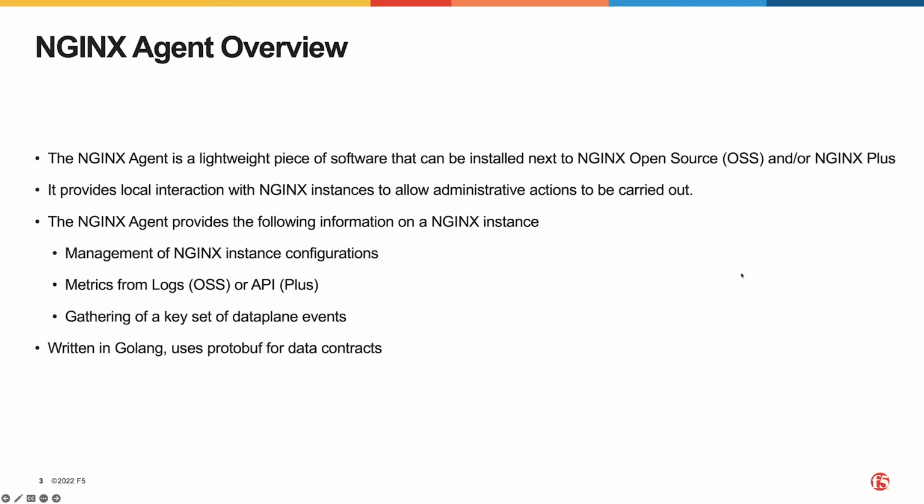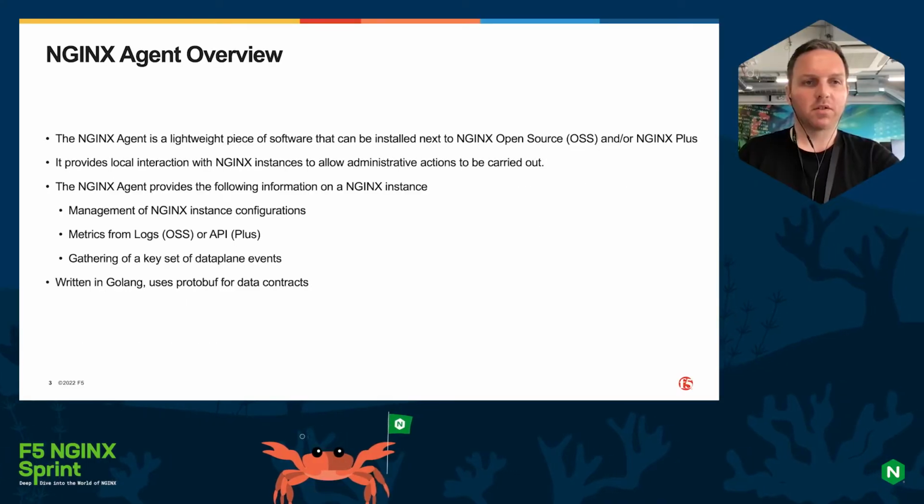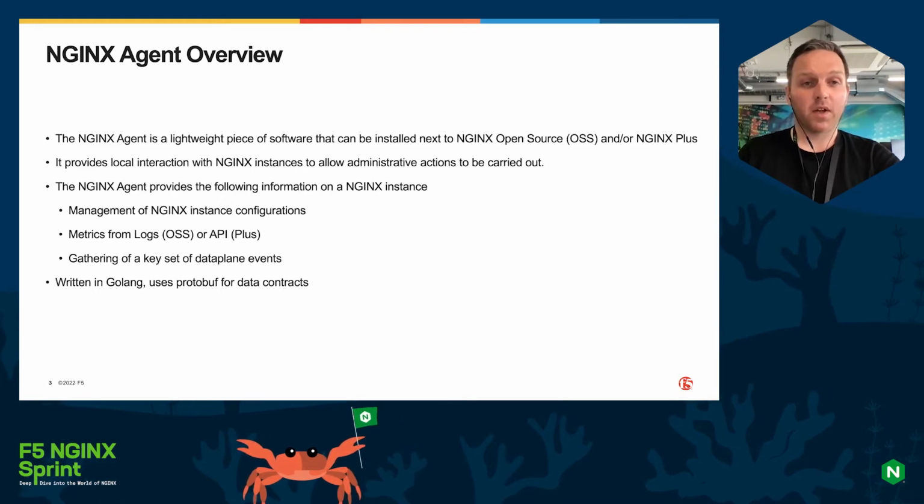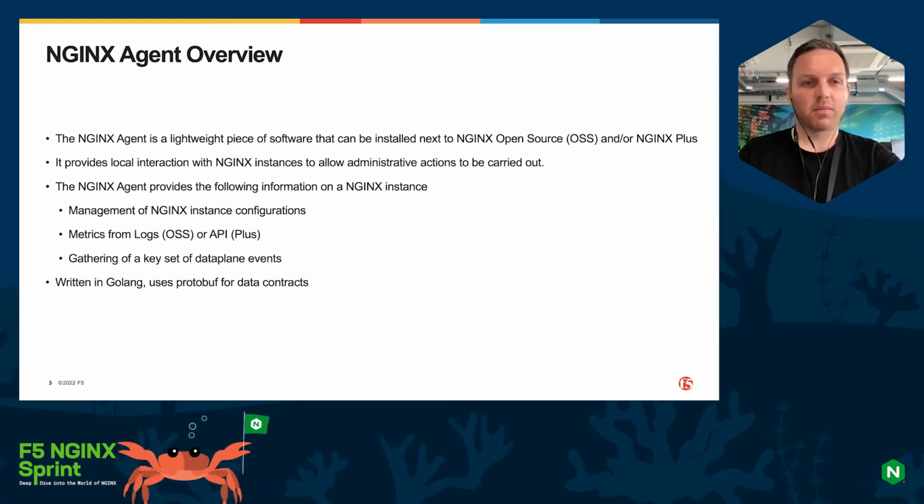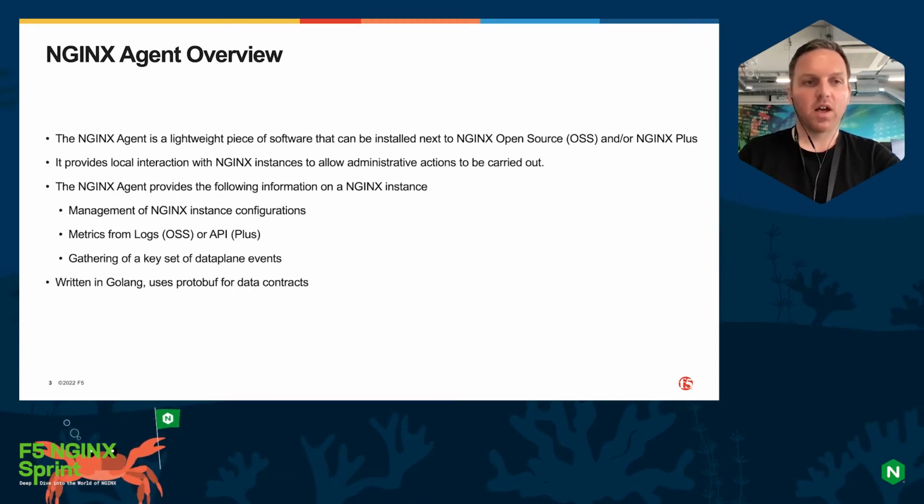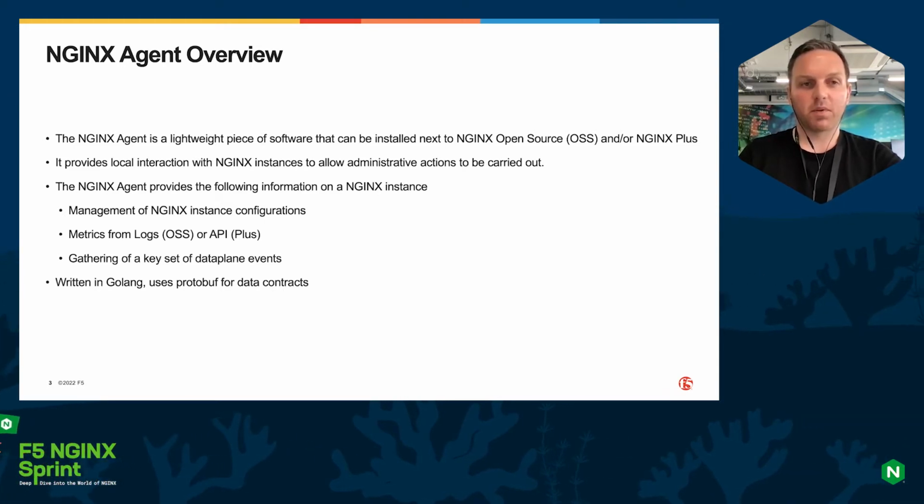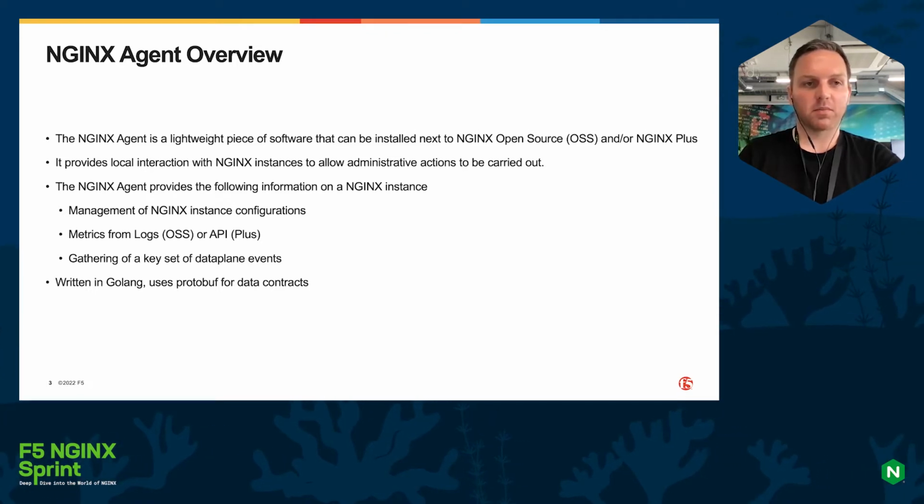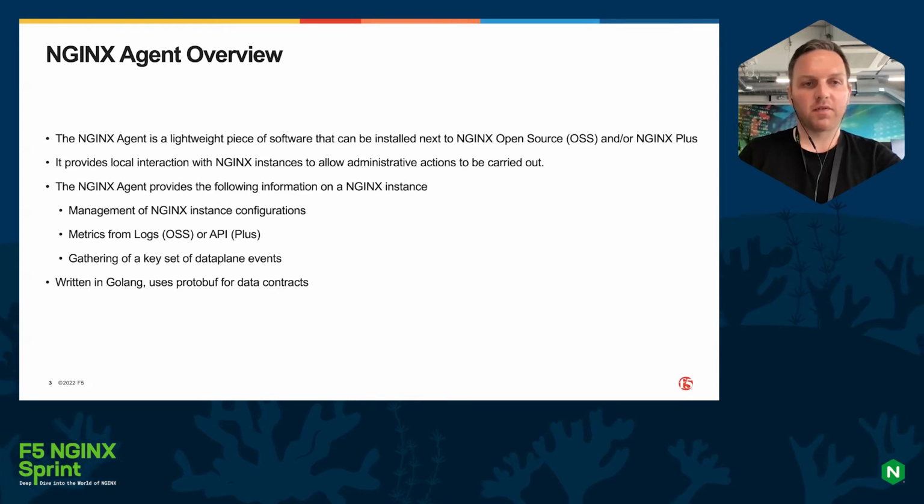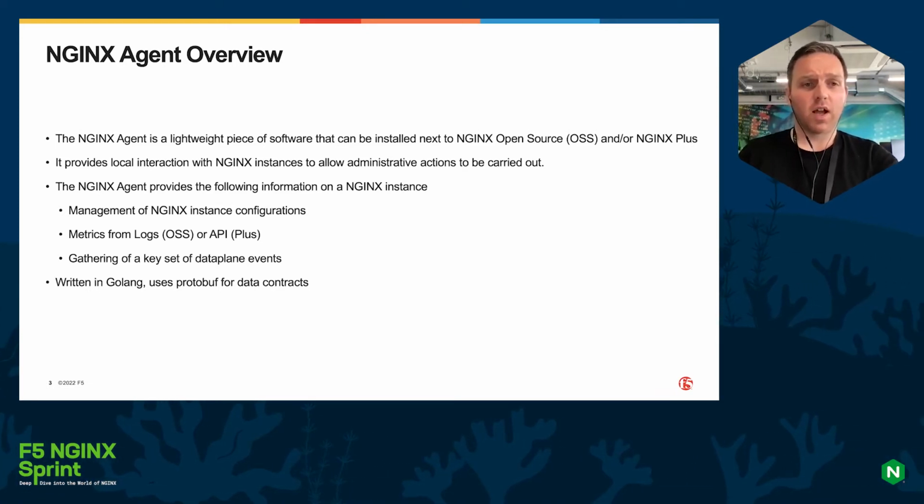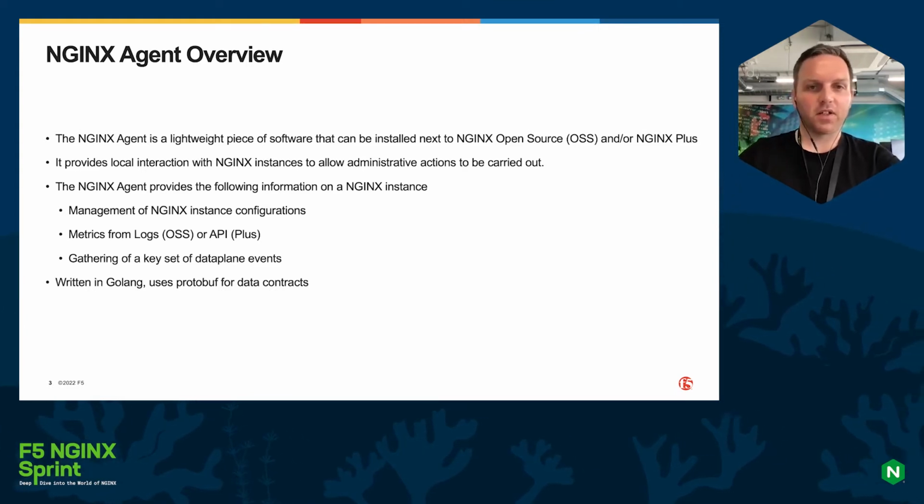So the NGINX agent is a lightweight piece of software that can be installed next to NGINX open source and NGINX Plus, which sits on what we call the data plane. It provides local interaction with NGINX instances to allow administrative actions to be carried out. It manages the NGINX instance configurations. It reports on metrics from the logs predominantly for OSS and the API from Plus. It also provides metrics for a system. It gathers a key set of data plane events. The NGINX agent's written in Golang, and it uses protobuf for its data contracts.